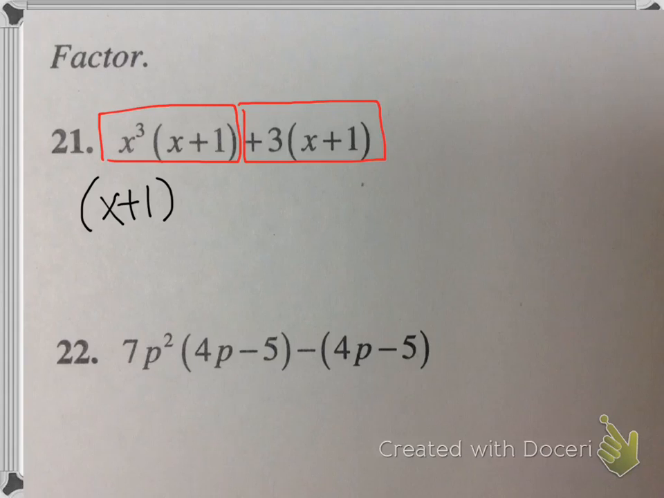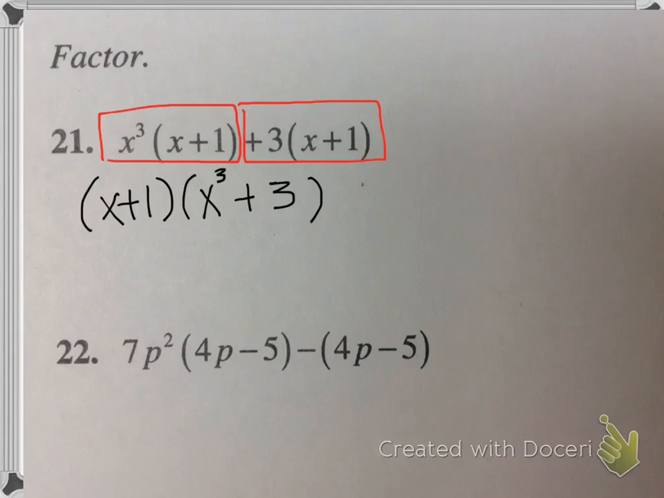And then what's going to be left over? Well, if I factor x plus 1 out of the first term, I'm left with x cubed. And if I factor x plus 1 out of my second term, I'm left with plus 3. As you can see now, I have a binomial times a binomial. If I want to check my work, I would use FOIL to check my work.